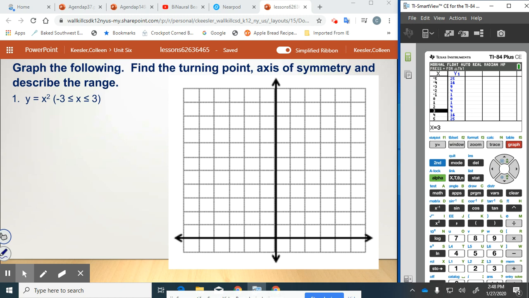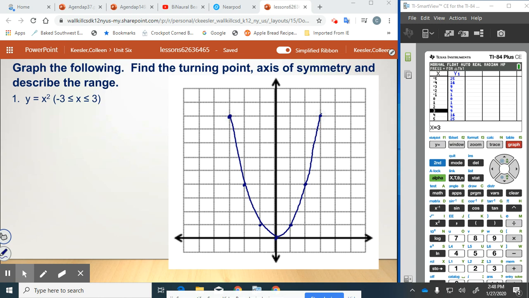So we have negative 3, positive 9, which is right here. And again, we're just graphing point to point: negative 2, positive 4, negative 1, positive 1, 0, 0, 1, 1, 2, 4, and 3, 9. That makes sense because the square of 0 is 0, the square of 1 is 1, the square of 2 is 4, and the square of 3 is 9. So again, just point to point, getting the same U shape we saw on the calculator, which is called a parabola.